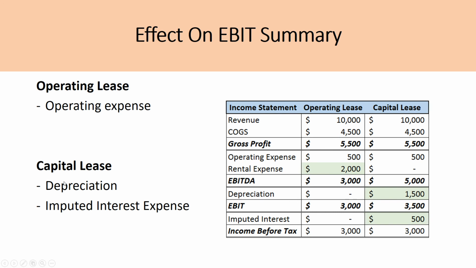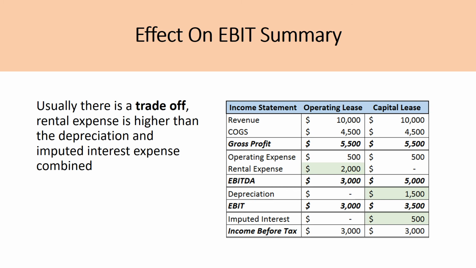With the capital lease, there are two charges. There's the depreciation and the imputed interest expense. So depreciation is charged after EBITDA. And even with that, the EBIT charge is significant or higher for the capital lease company than the operating lease company because only one of the two charges has been charged. After EBIT, only then is the imputed interest reported, and therefore income before tax, in this scenario, would be equal.